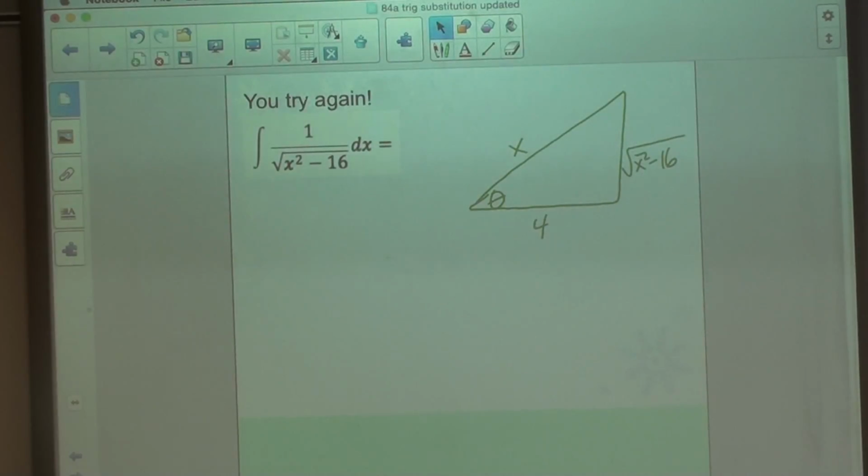When you flip this, you just drop the 2. But then the 4 tangent cancel out. Did you get 4 secant theta tangent theta d theta for x? Yeah, then they all cancel out. There are 2 different, both.